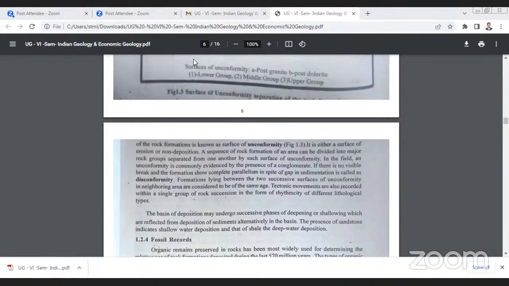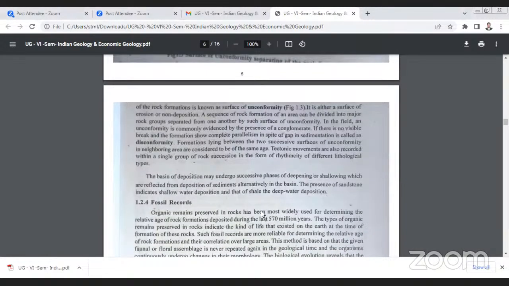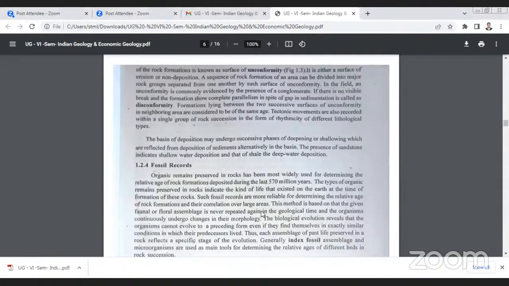The basin of deposition may undergo successive phases of deepening or shallowing, which are reflected in the deposition of sediments. Then we see the alternation in the basin also. So the presence of sandstone indicates shallow water deposition, while shales indicate deep water deposition.